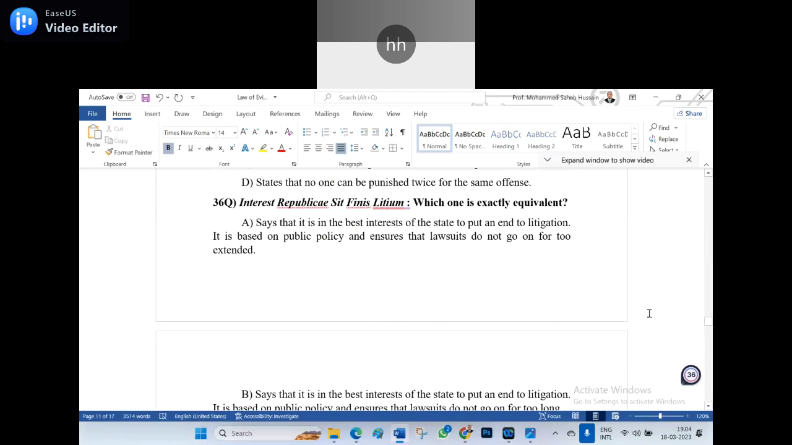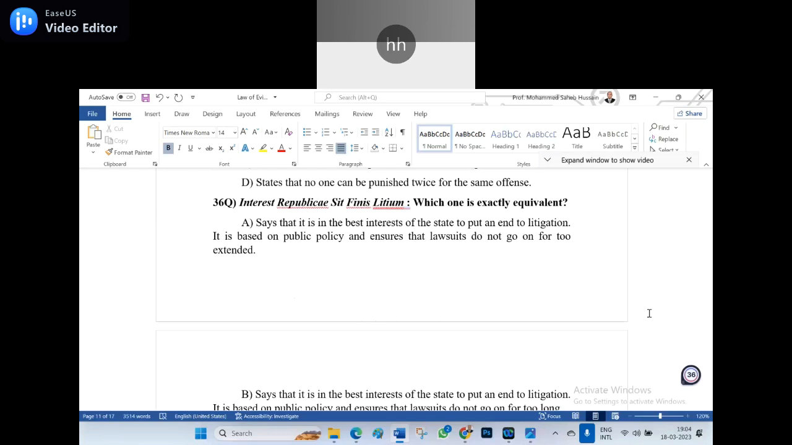36th question. Interest reipublicae ut sit finis litium. These are the two maxims the entire law of evidence is based on. If they ask you in the examination what are the two major maxims on which the law of evidence is based, at that instance you have to give the two answers. Because I will give the four options also: ubi jus ibi remedium, and the next one, actus reus mens rea, or I can give you actio personalis moritur cum persona, the personal action dies with the person. If four maxims are given, two are right and two are wrong.